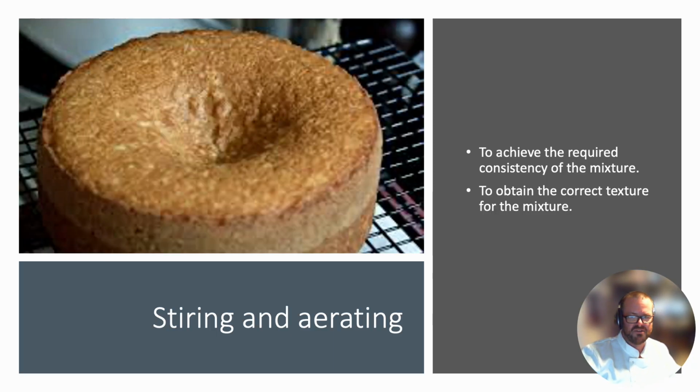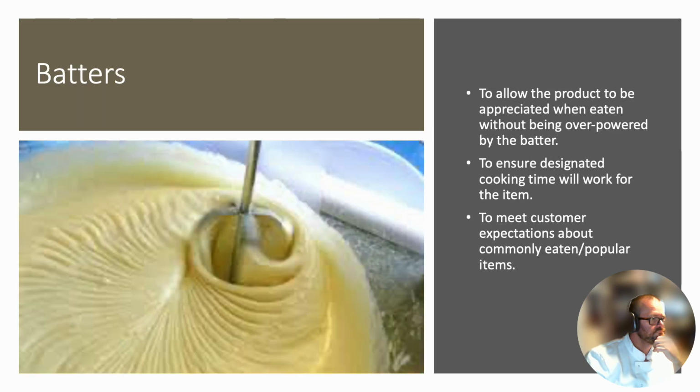Here we are back to methods, and stirring and aerating. Why do we do that? Stirring and aerating is all about combining the product for consistency. It's also about increasing the volume of the product once it's cooked, okay, which is what aerating is about. A little bit of information there about batters, right? Why we take things to certain consistencies.